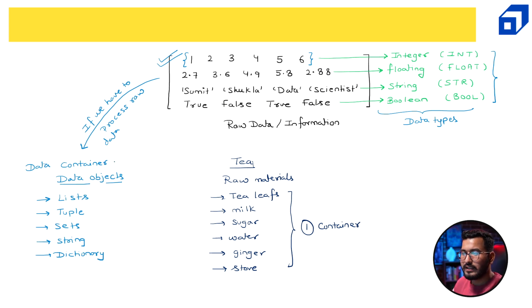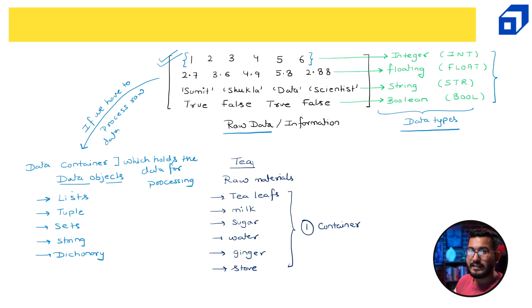A data object is nothing but a data container which holds the data for processing. As simple as this. Now we have understood three main important terms. Number one is the raw data, followed by various data types and the data containers, or the data objects. But you guys must be thinking, why do we have so many data objects? Why not only one? Why do we need so many containers?